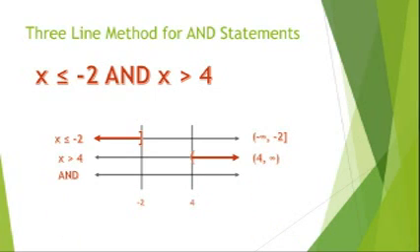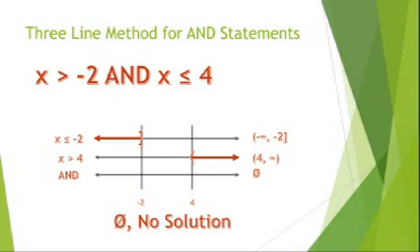Now this is the AND operator, so we're looking for the numbers that are in both sets. Well, that's the overlapping, but here we can see there is no overlapping. So this is an example when there's nothing to shade on the third line. And when we use our intersection operator, we're just going to use the no solution symbol. Or sometimes we'll just write no solution.